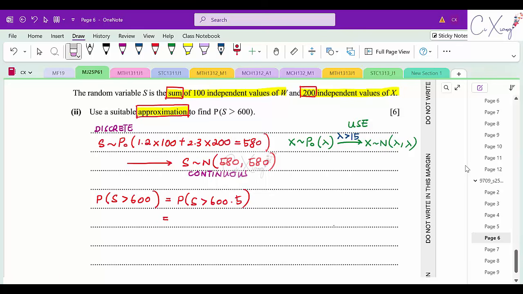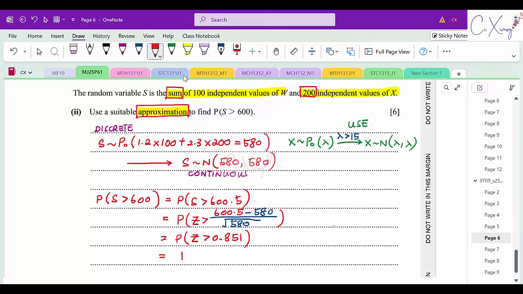So why do I standardize it? It is because now S is continuous and normally distributed. Before you can find the probability, you have to change it to Z first. So Z greater than, you take the value of S minus the mean, so minus 580, divided by, sorry, divided by the square root of 580, because you are looking for the standard deviation. Then what is the value for the Z that I have? Correct to 3 decimal places, it should be 0.851.